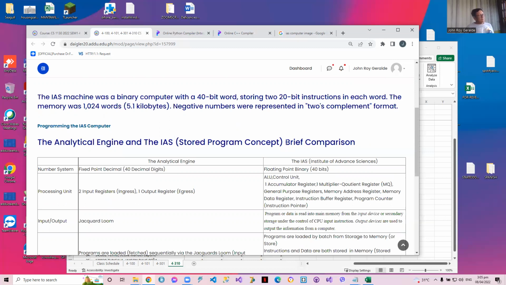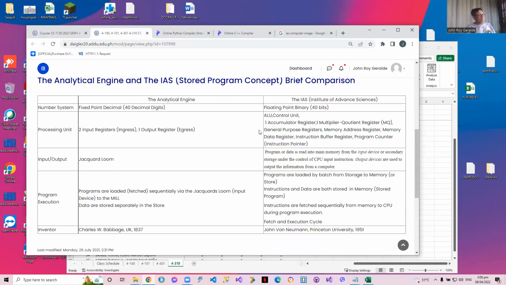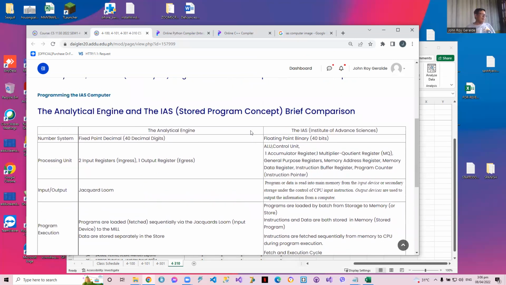Let's make a comparison between the analytical engine and the IAS. In terms of the number system, they're both 40 digits, but the analytical engine is fixed point, while the IAS is floating point and binary, which means base 2. Floating point representation is more accurate than fixed point because it can accommodate small numbers and big numbers. Now, in Babbage's design, the computer only has one mill, with 2 input registers and 1 output register. Now for John von Neumann, the mill is divided into 2. We split the function into 2.